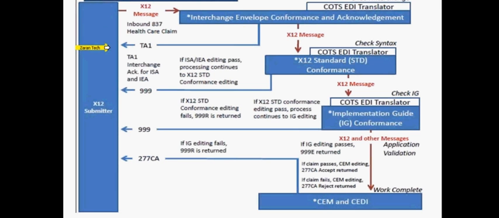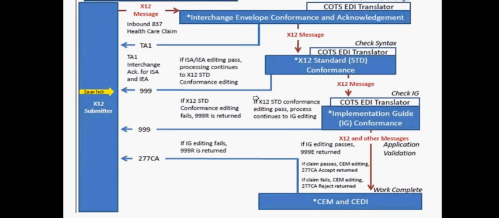That error is called TA1. It's called TA1 interchange acknowledgement for ISA. If these edits pass, then it's fine. They would go to the next level of edits. The next level of edit is called the 999 process. That means it would check for the conformance of the external standard. Is it as per the standard? The ISA number, the fields, the delimiters, etc.